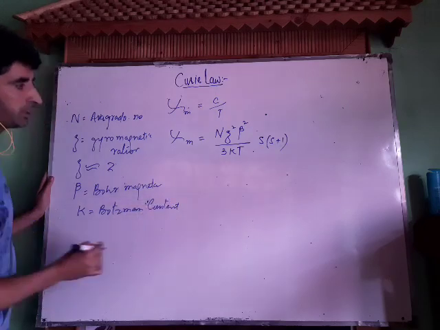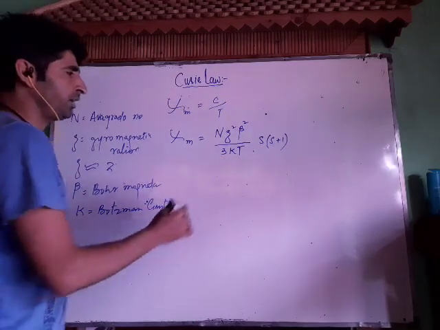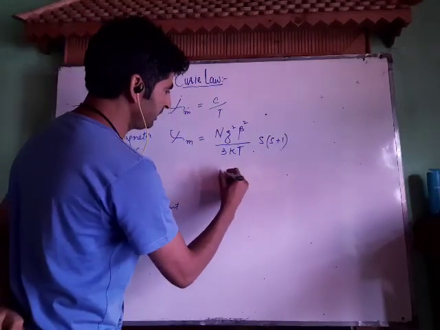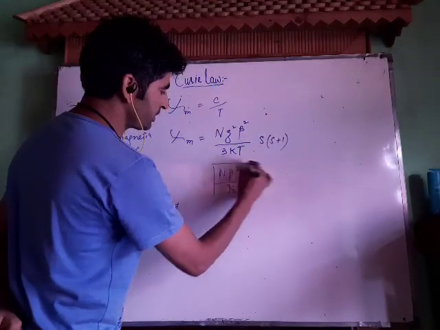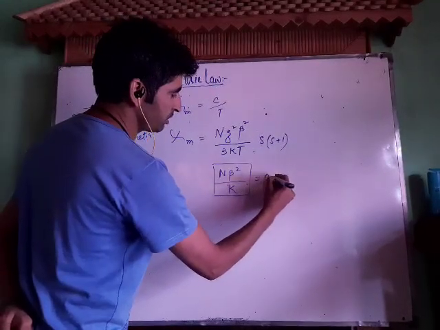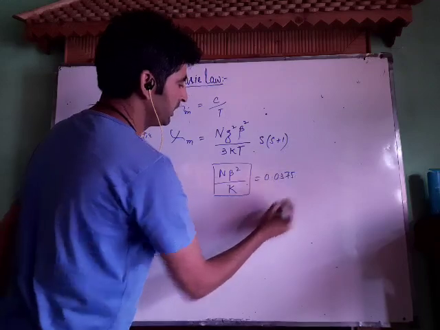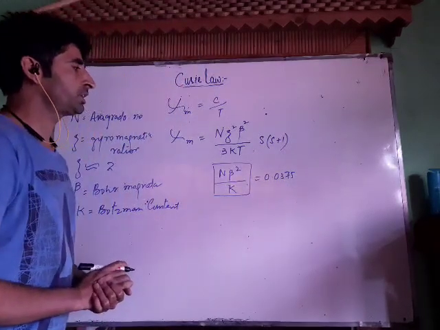And T is temperature over here. Now see, one thing you have to remember over here: this Nβ²/K is equal to 0.0375. Its value you have to remember. It is equal to 0.0375.